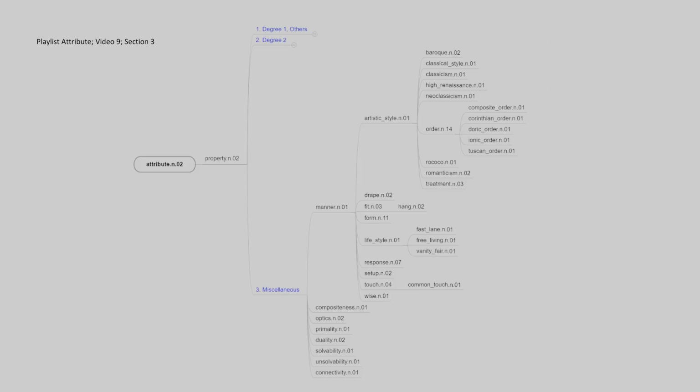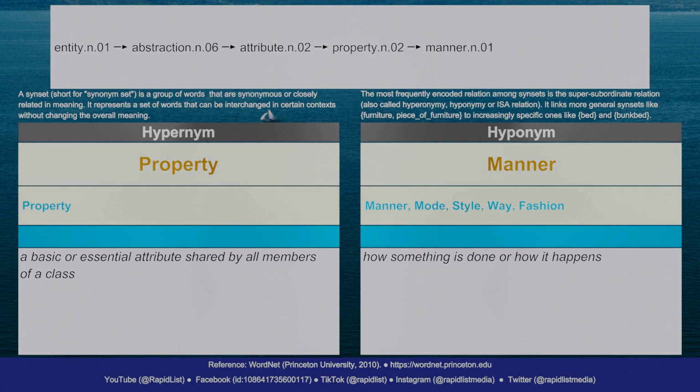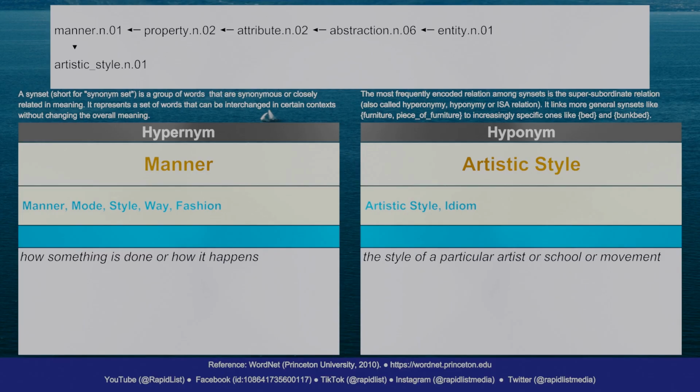Section 3. In this section we will explore some miscellaneous properties. Manner. How something is done or how it happens. In the characteristic New York style. Artistic style. The style of a particular artist or school or movement.